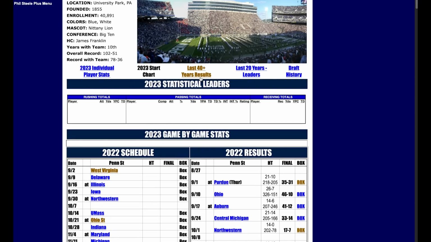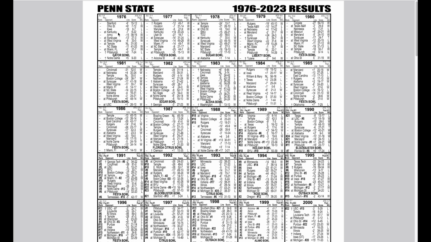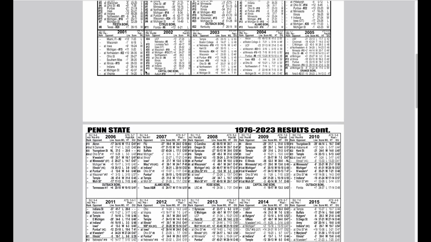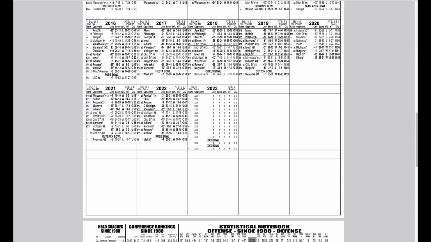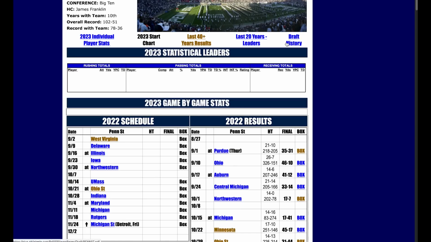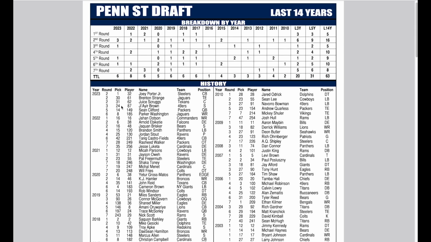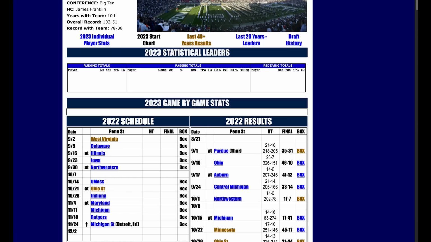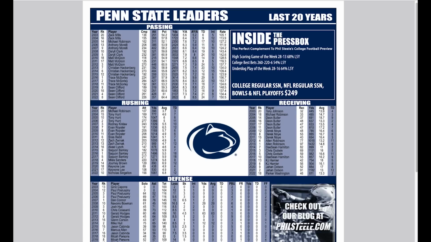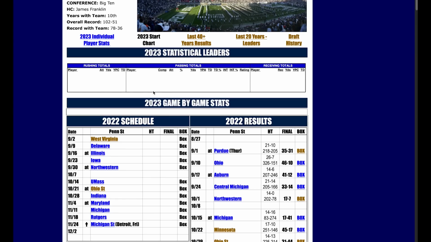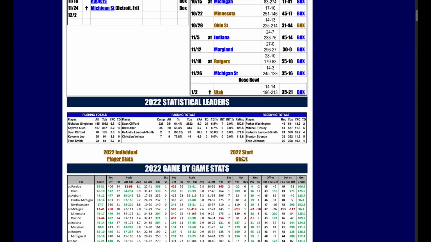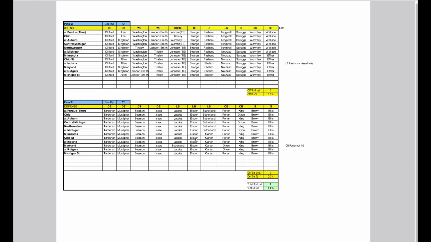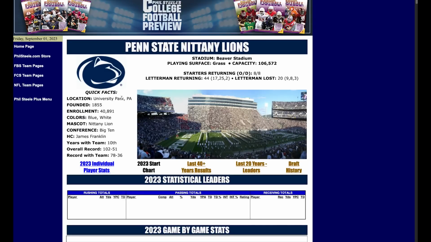If you want to get the last 40 years results, all the way back to 1976 with spreads, that's available for every single team right now. If you want to get the draft history for every team, that's all the way back to 1933, the first year of the draft. That's available. Last 20 years leaders are available right there. And the start chart will be updated during the course of the season. Show you what the start chart's like here. That tells you each of the players and where they started, and we'll be updating that all season long. That's available on every FBS team.